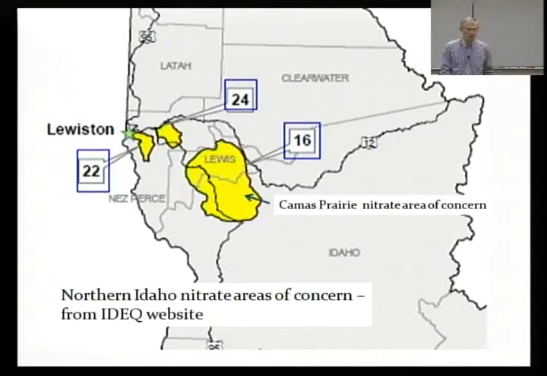This figure just shows the large yellow area is the Camas Prairie nitrate area of concern. You can see there are other smaller nitrate areas of concern, the Lewiston Orchards area and the Lapwai area. But the one we're going to focus on is number 16, the Camas Prairie nitrate area of concern.